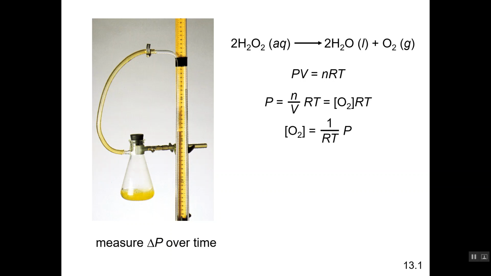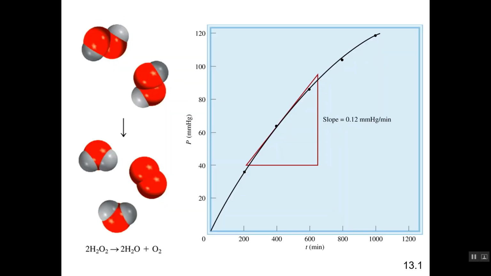the concentration of oxygen. And in this particular case, the rate of the reaction would be measured by the change in the concentration of oxygen divided by the change in time, which works out to be equal to 1 over RT times the change in pressure over the change in time.